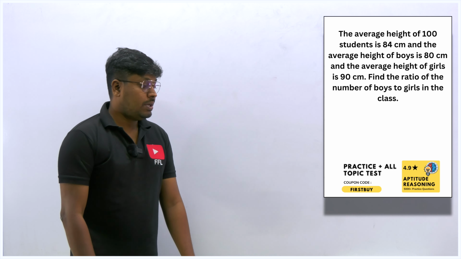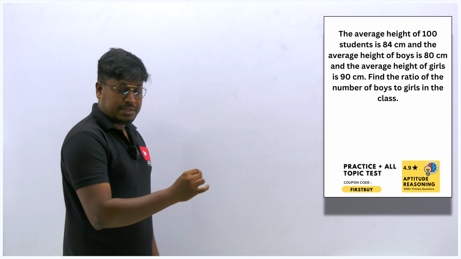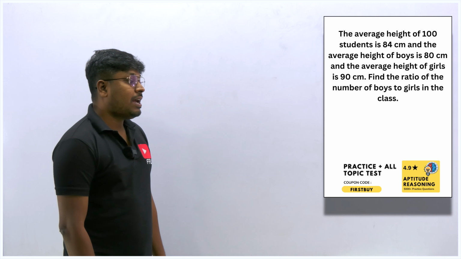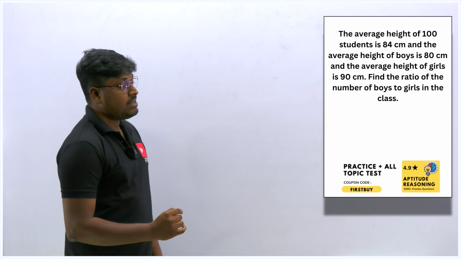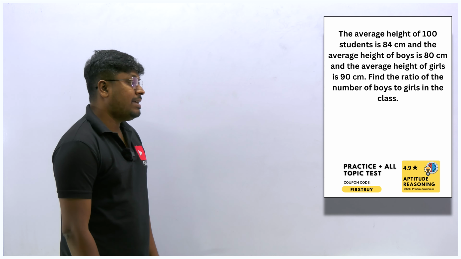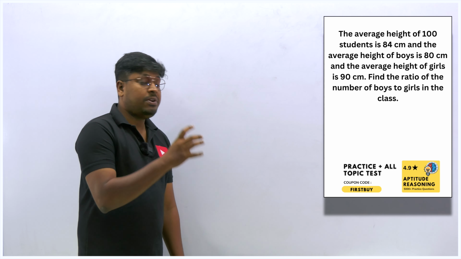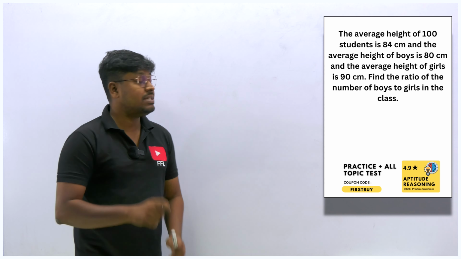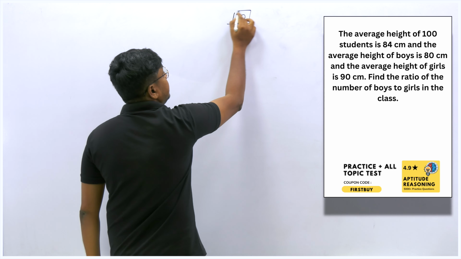Question number 2. The average height of 100 students is 84 centimeter, and the average height of boys is 80 centimeter and the average height of girls is 90 centimeter. Find the total number of boys and girls in the class. So here in this question, we know the total classroom strength, which is 100. So 100 students, we don't know how many boys and how many girls there are.